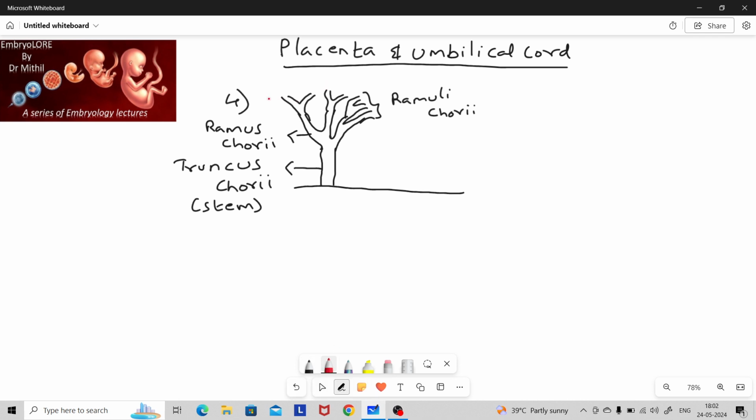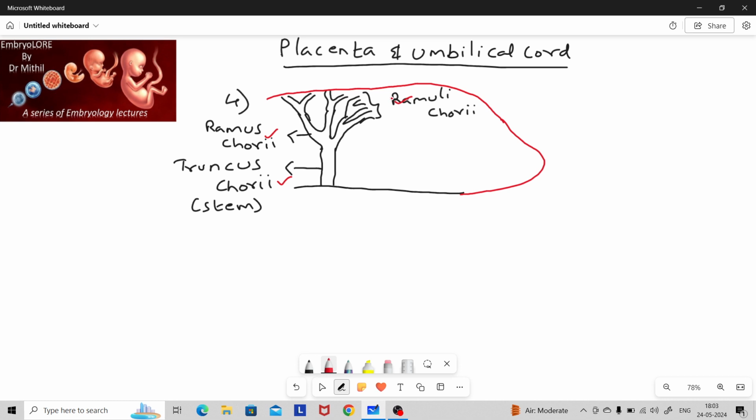So for the color differentiation, let me show here. This is the cytotrophoblastic shell. This is how the anchoring villi will be seen between the layers. First of all that is the truncus chorii, which further divides into the ramus chorii, and lastly if they divide once again, they are called the ramuli chorii, on which you will be seeing the cytotrophoblastic shell.